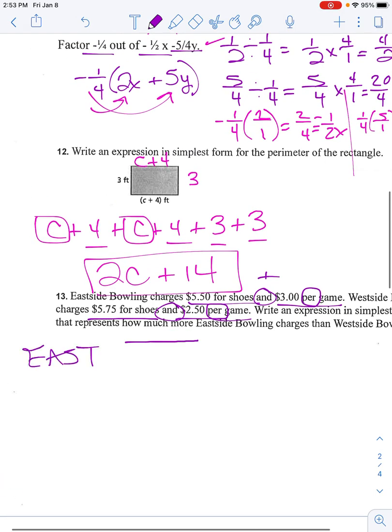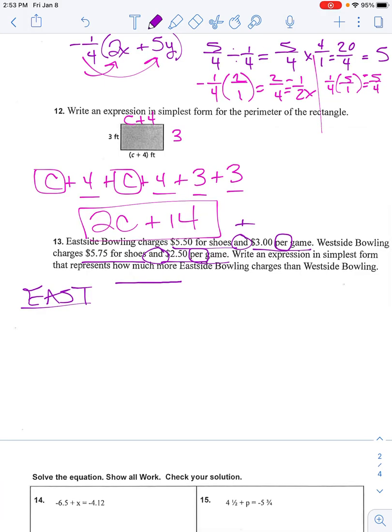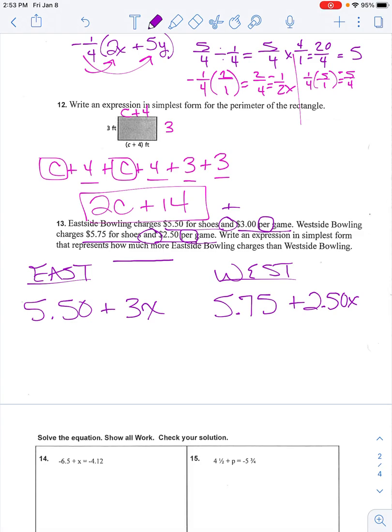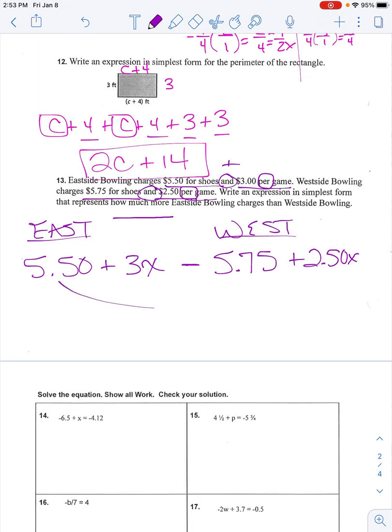Okay, let's take this step by step. Let's do east side first. East side, it is $5.50 for shoes. That's a one-time fee, plus $3 per game. West side bowling is $5.75 for shoes, plus $2.50 per game. When you do this on your test, I want you to label it. This is east side, this is west side. We're finding the difference, which means a big old subtraction sign in between these two.